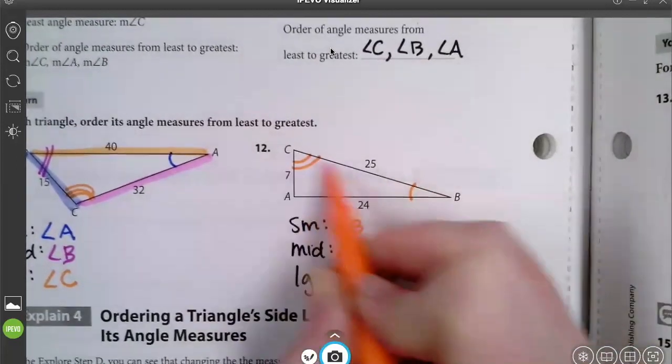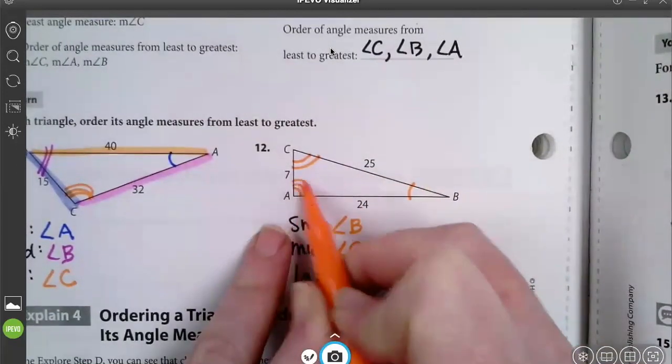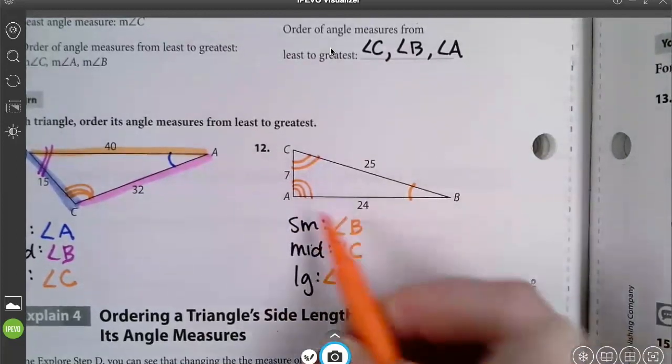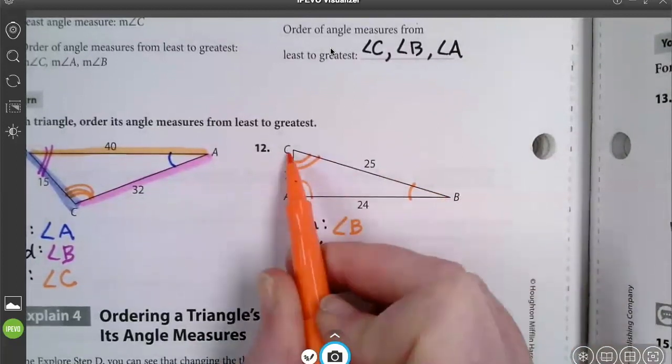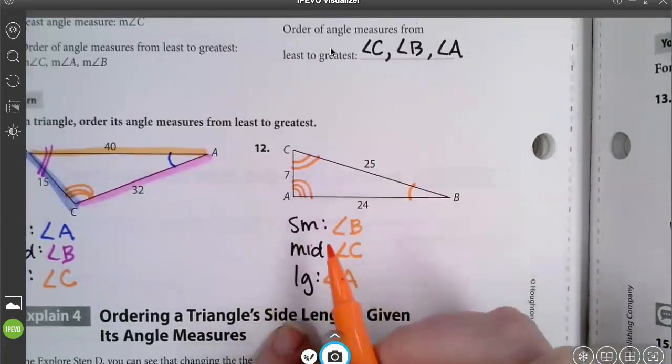Finally, our 25 is our largest side, and it needs to be across from our largest angle, which is angle A. And once again, we know that because angle A does not touch this side. This side ends with angle C and angle B, so the one that's not used is the one opposite.